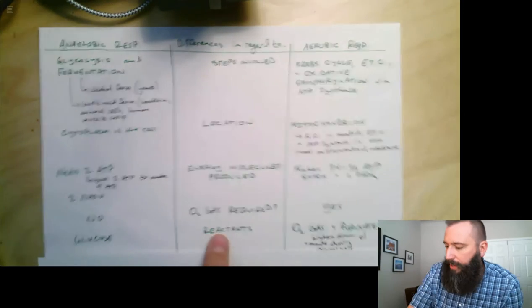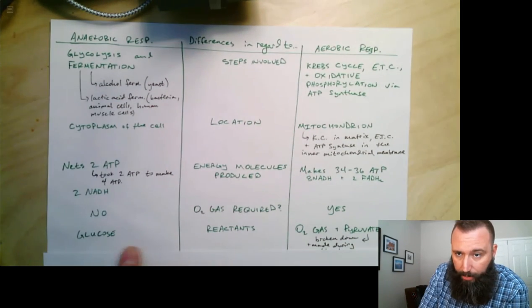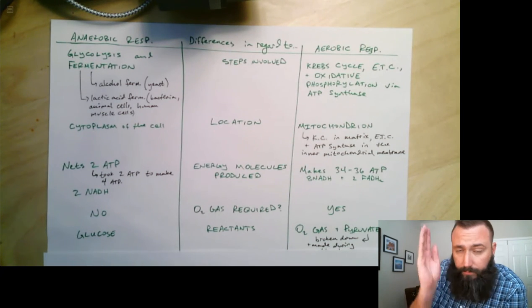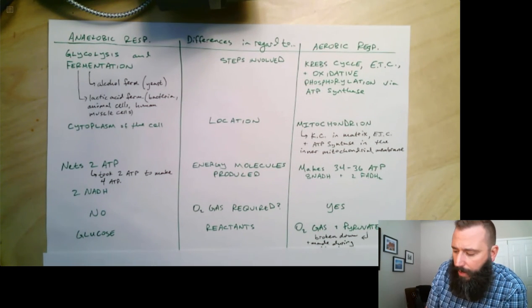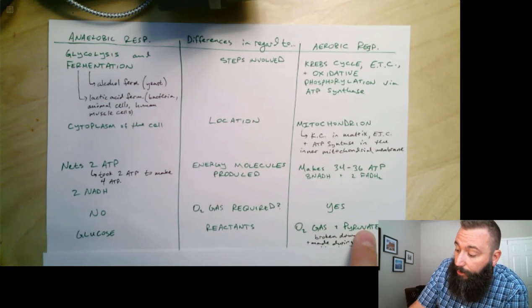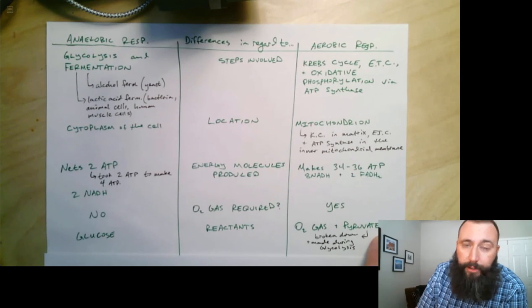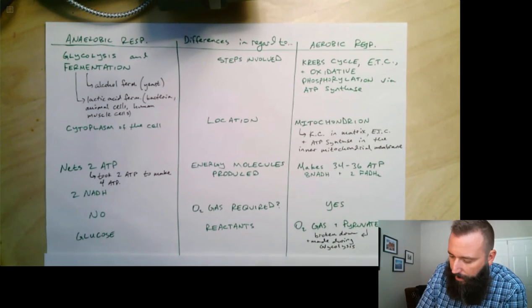What else? Another difference in regard to the reactants involved. These are the ingredients required. Anaerobic respiration starts off with glucose. Glycolysis splits glucose into two pyruvates. And if oxygen gas is present, then those pyruvates produced during glycolysis will be further broken down during aerobic respiration, if that makes sense.